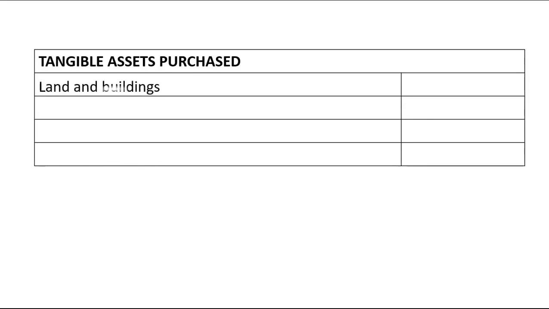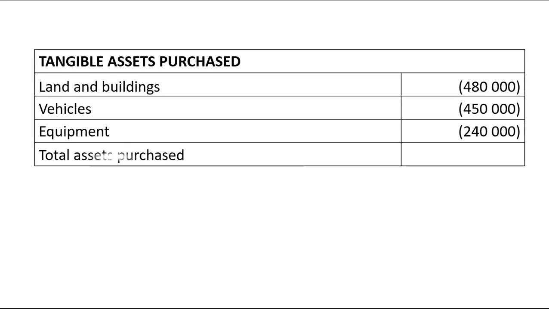For land and buildings, tangible assets purchased will be 480,000. For vehicles, it will be 450,000. I'm putting them in brackets because they were purchased. They resulted in a cash outflow. For equipment, it was 240,000. You add all of these up, and they will give you tangible assets purchased, which is 1,170,000. Please note, if you're still struggling with this, please check the previous videos because I've explained this already. I'm just putting everything together in this exercise or example.